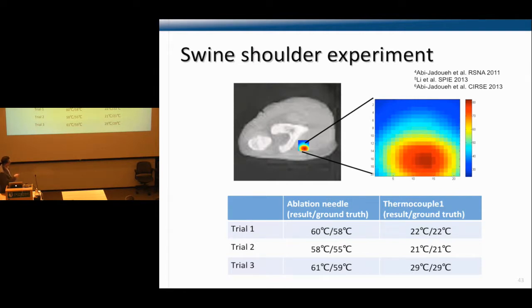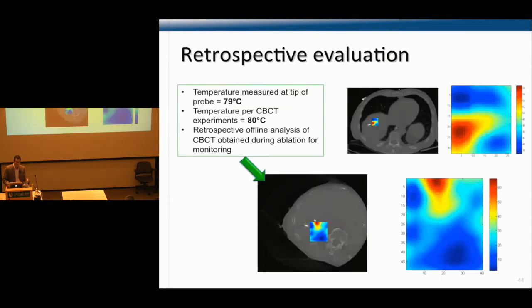So these are the temperatures for the ablation needle and the one with the thermocouple. This kind of validated that we were on to something here. And we started to do some retrospective analysis where we actually had thermocouples, and we were able to compare the actual thermometry maps with the actual readings that we could get during the interventions.